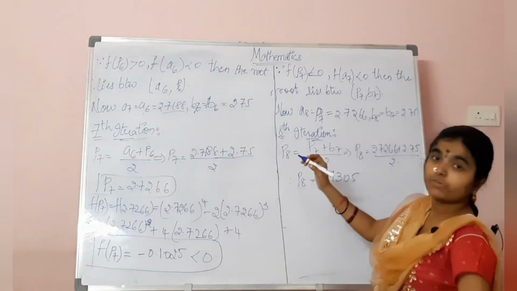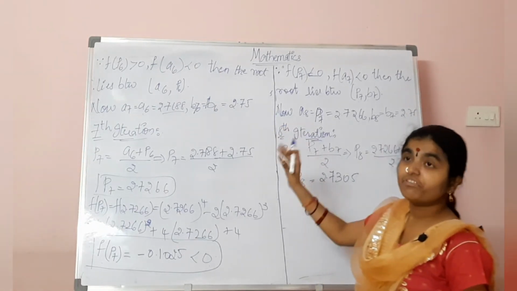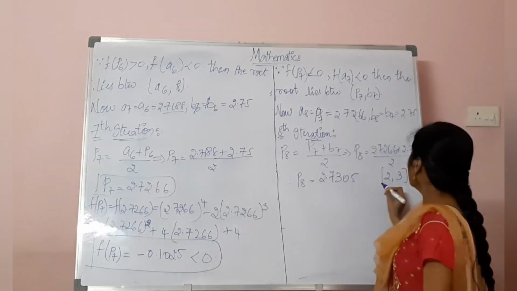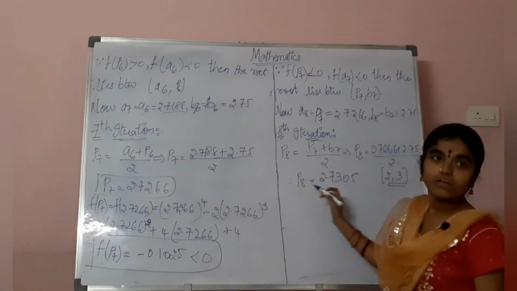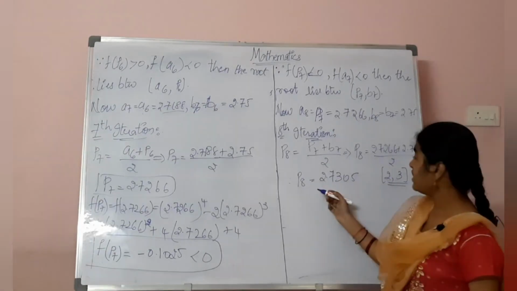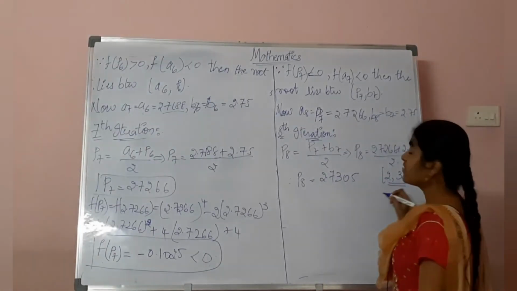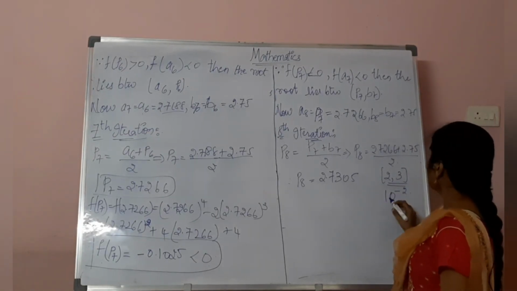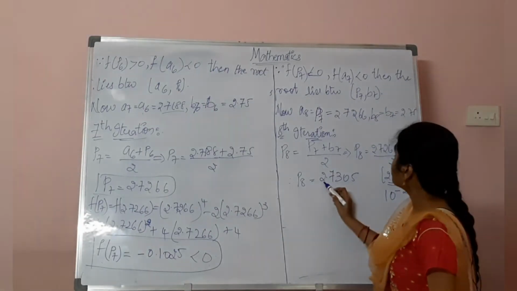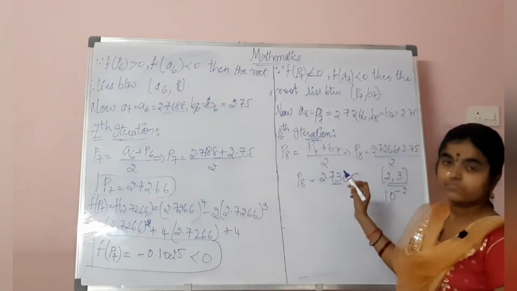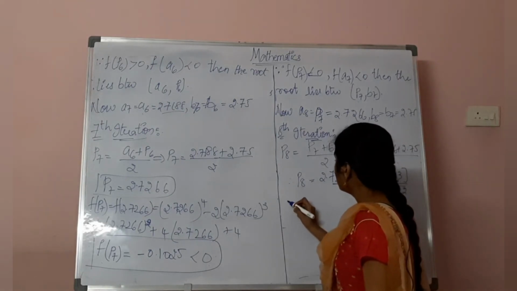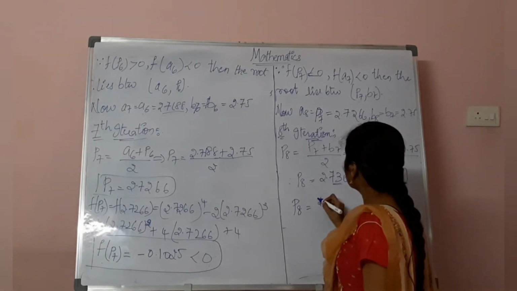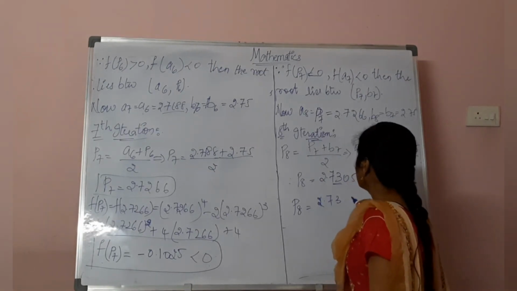In the question, we took the interval 2, 3. The question is defined on the interval 2, 3, so between 2 and 3 only we have to take the iterations. Up till here we can stop the solution. What is given in the question? Up to 10 power minus 2, only 2 digits after the point we have to take. So P8 equals 2.73.